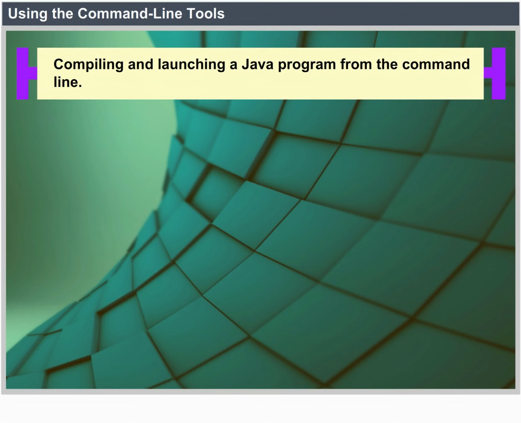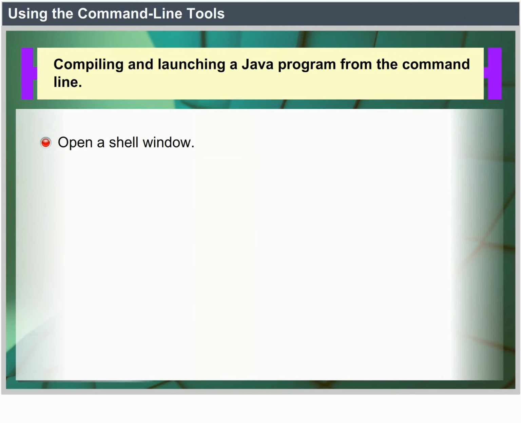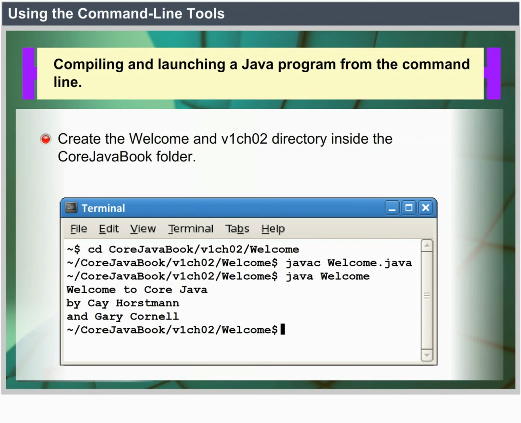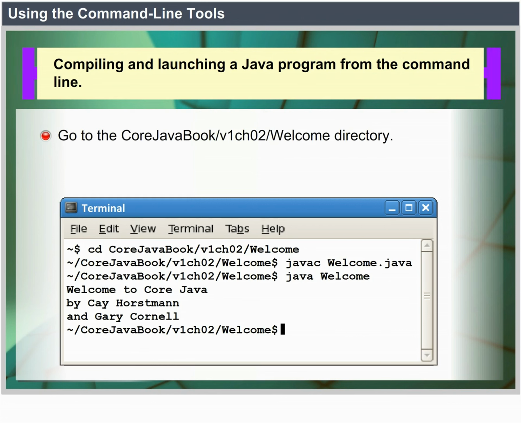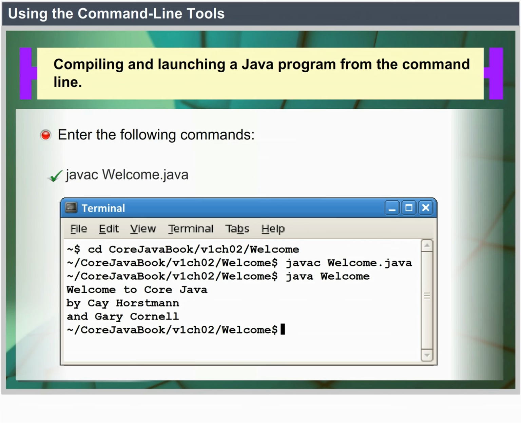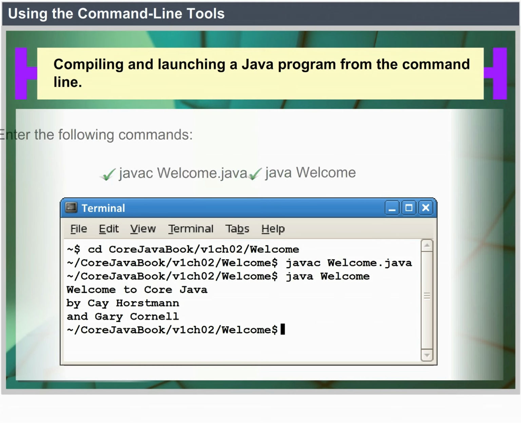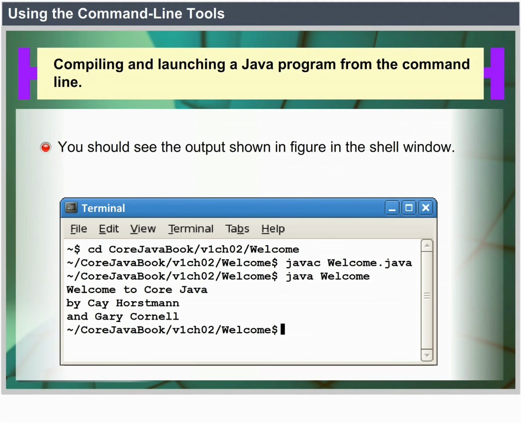Using the command line tools. Compiling and launching a Java program from the command line. Open a shell window. Create the v1ch02/welcome directory inside the corejavabook folder. Go to the corejavabook/v1ch02/welcome directory. Enter the following commands: javac Welcome.java. Next, for running the program, java Welcome. You should see the output shown in the figure in the shell window.